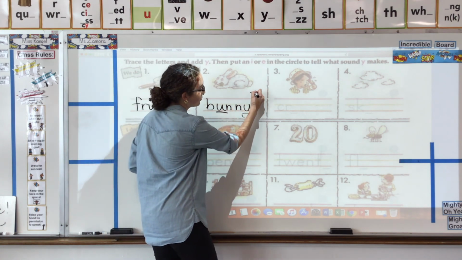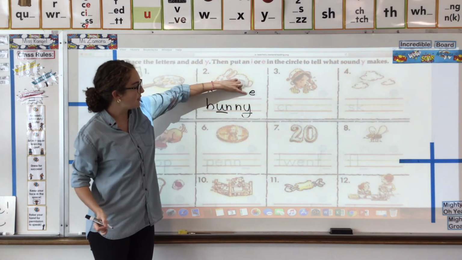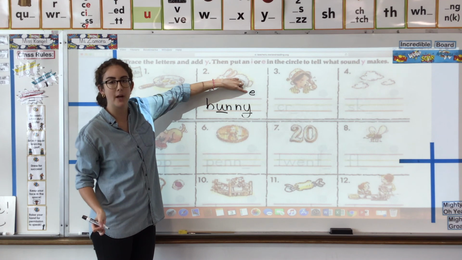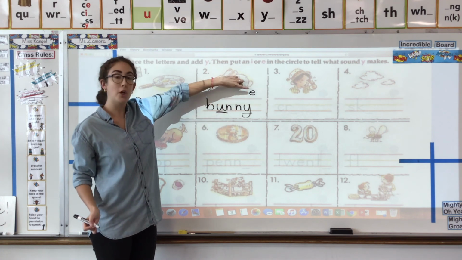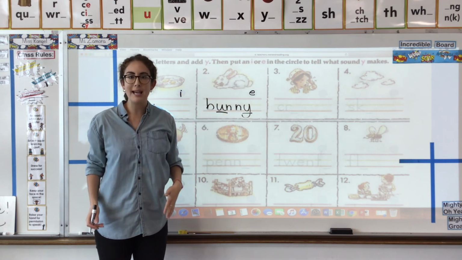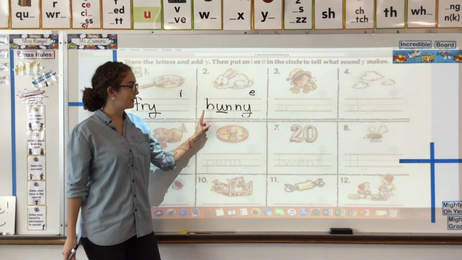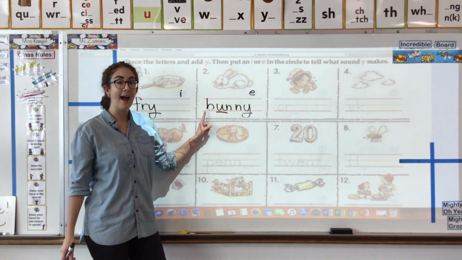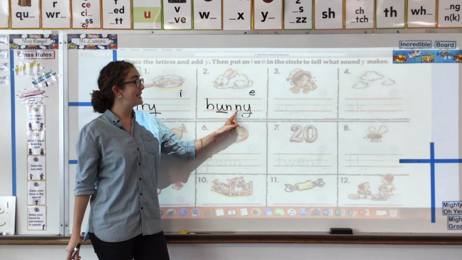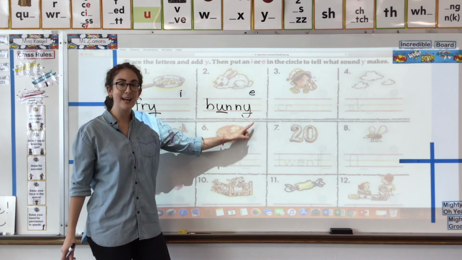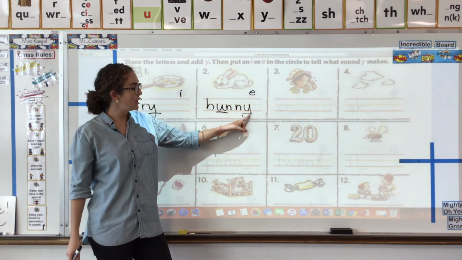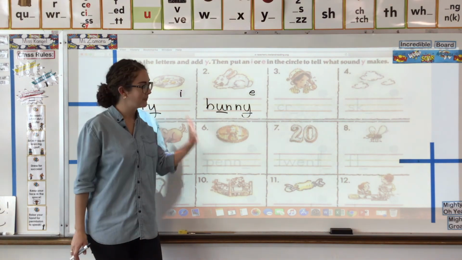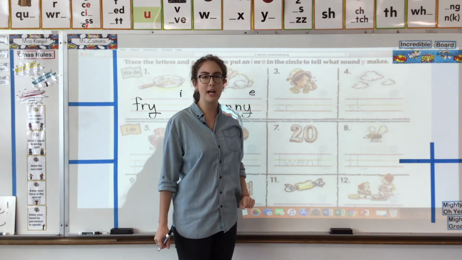So can you go ahead and write a little E up in that blue little circle up here? So this is where you are going to mark what sound the Y is making. Okay, can we all read this word? Bunny. We can read this word because we know the Y says E.